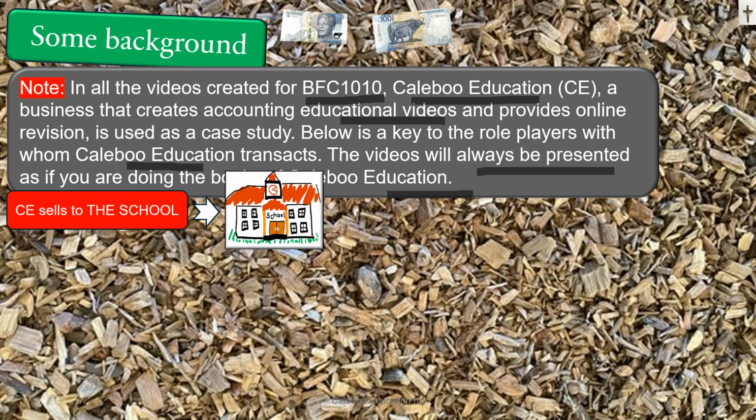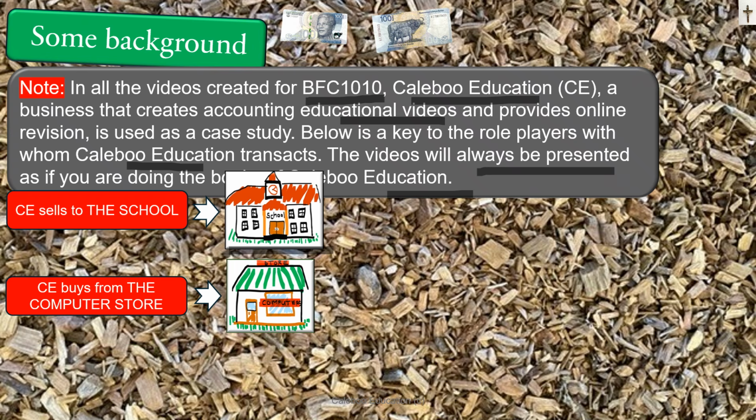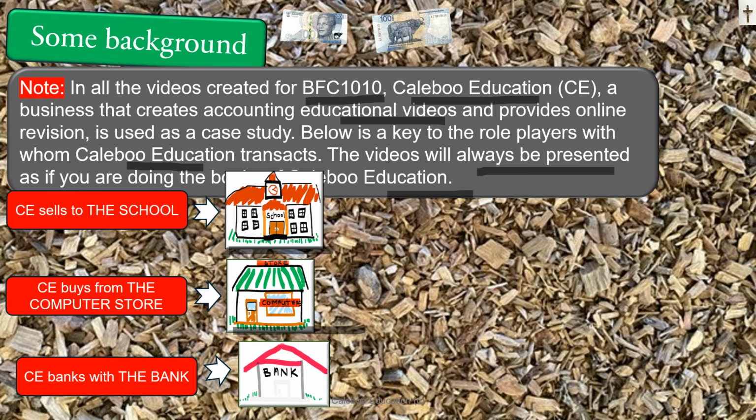Calibre Education sells to the school, so the school is a customer. Calibre Education buys from the computer store. Calibre Education banks with not FNB or Standard Bank, but the bank.